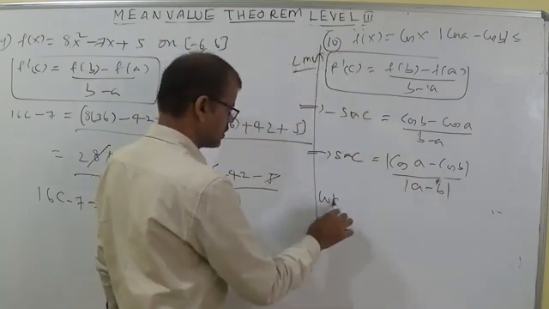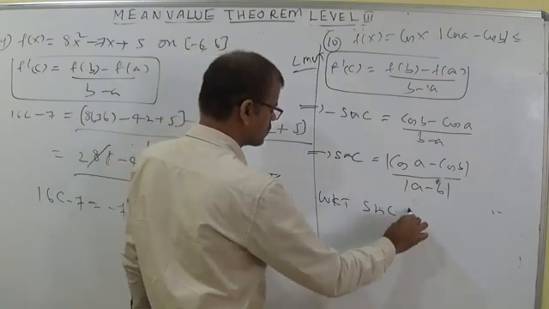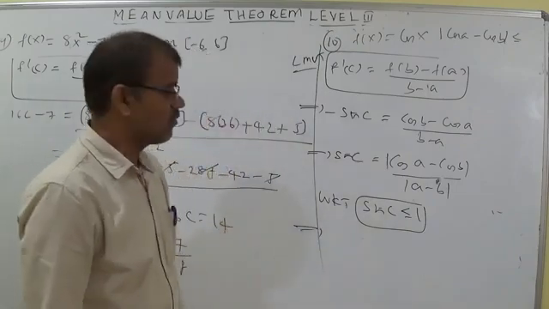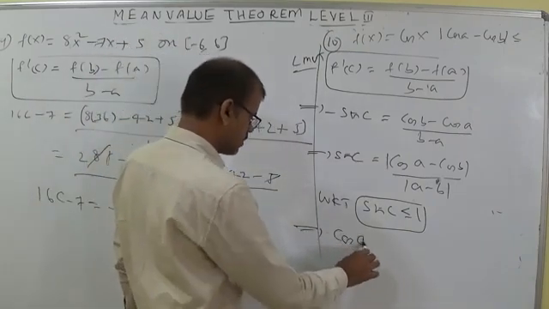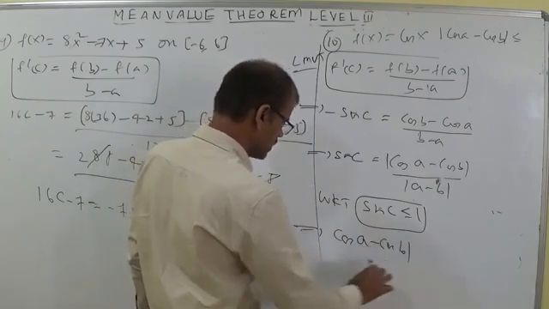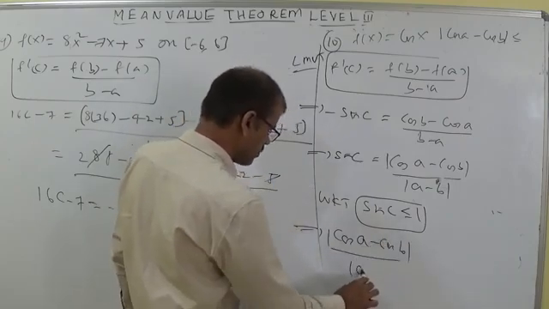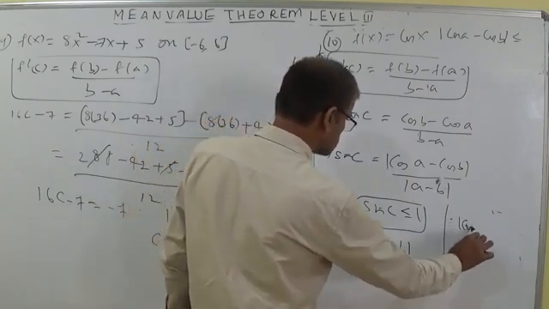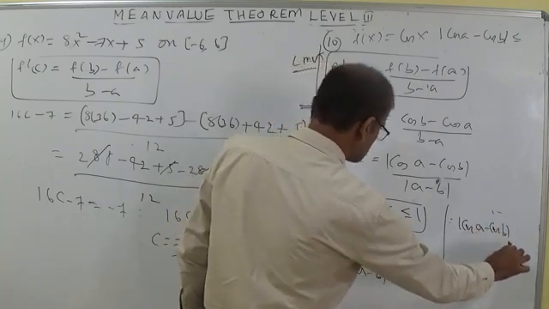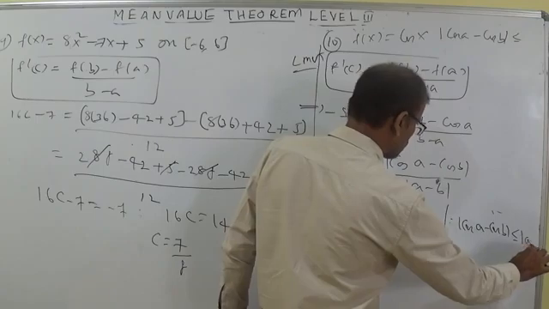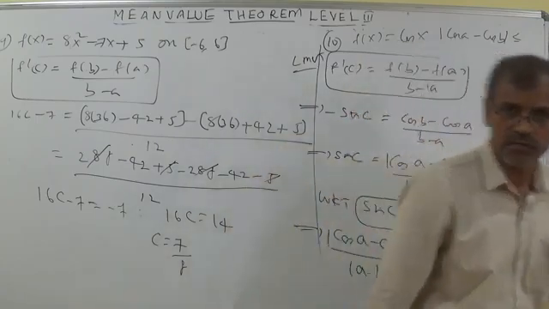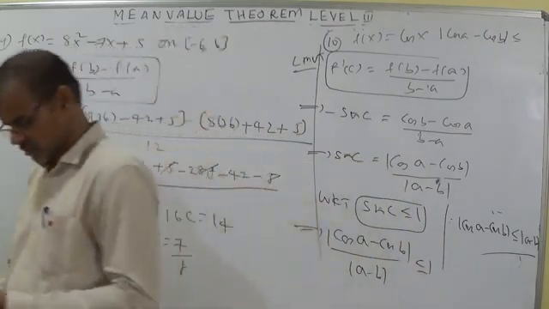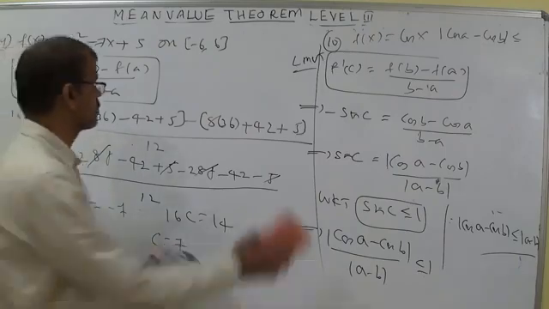We know that the maximum value of sin theta is less than or equal to 1. Then we can say modulus of cos a minus cos b by modulus of a minus b is less than or equal to 1. Therefore, modulus of cos a minus cos b is less than or equal to modulus of a minus b. If the option is given as modulus of b minus a, you can write that also. So it is the second option. Completed 10 questions. Let us discuss the 11th question.